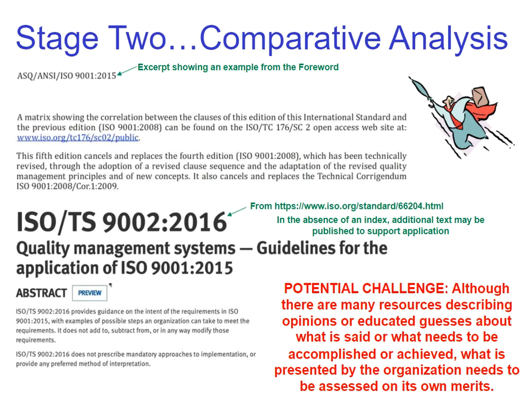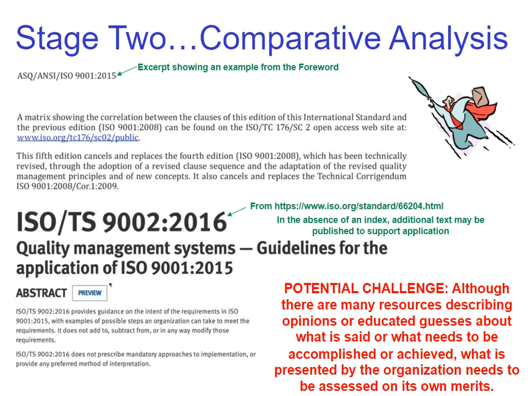It's not an interpretation document. It's simply a way to look at 9001. So just as it says there, with examples of possible steps an organization can take to meet the requirements. It does not add to, subtract from, or in any way modify the requirements, okay? And it doesn't prescribe mandatory approaches to implementation.